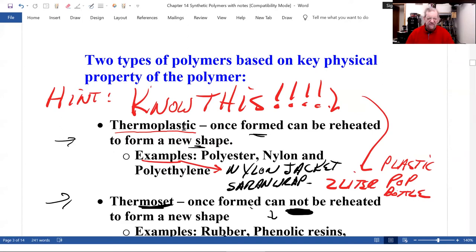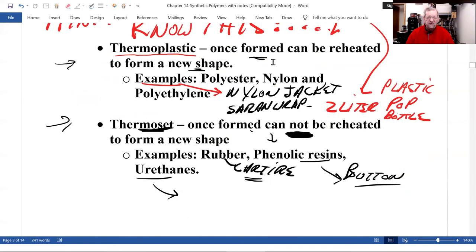They're separate systems. So a thermoplastic, once formed, can be reheated to form a new shape. An example of that would be your nylon jacket, plastic pop bottle, saran wrap. Now, the other type is called the thermoset. And thermoset, you should know, is once formed, it cannot be reheated to form a new shape.